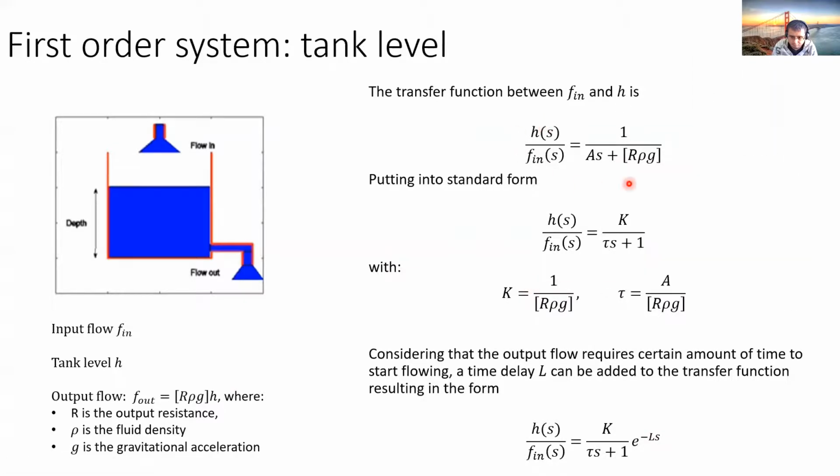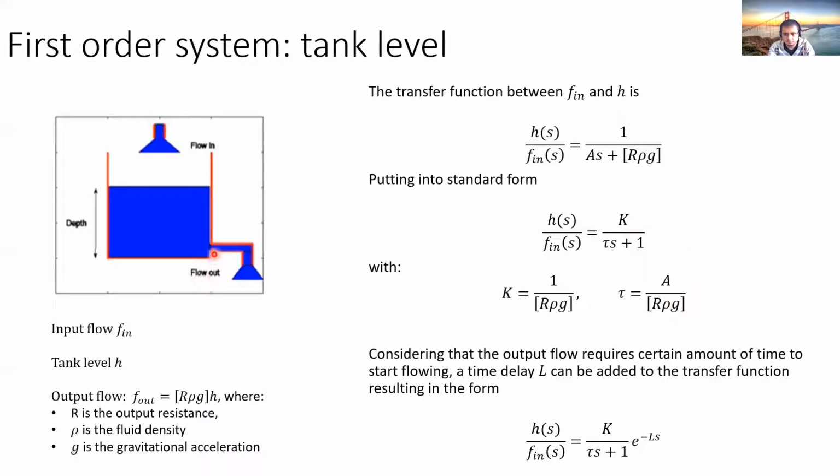Now, continue. The transfer function is this one. If we put the transfer function in the standard form, k over tau s plus 1, we will have that k is equal to R over rho g, and tau is equal to A R over rho g. This will be our first order transfer function.